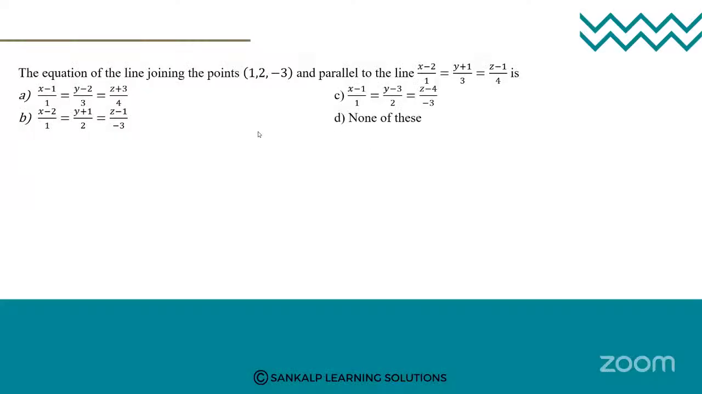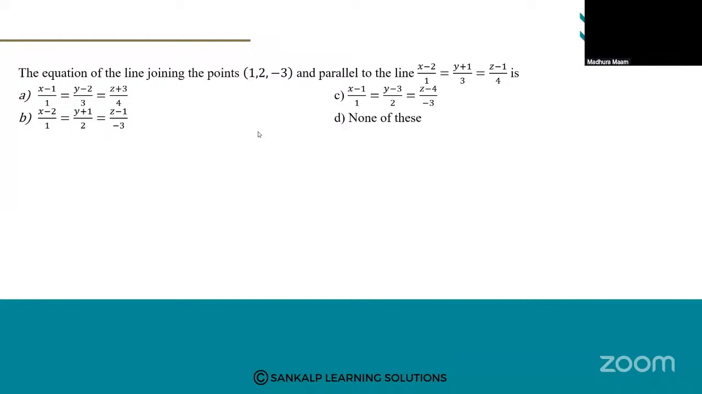Okay, next question. Again they are asking the equation of a line joining the point. A point is given and it is parallel to the line x minus 2 by 1 equals y plus 1 by 3 equals z minus 1 by 4. Okay, so this is actually a very easy question.